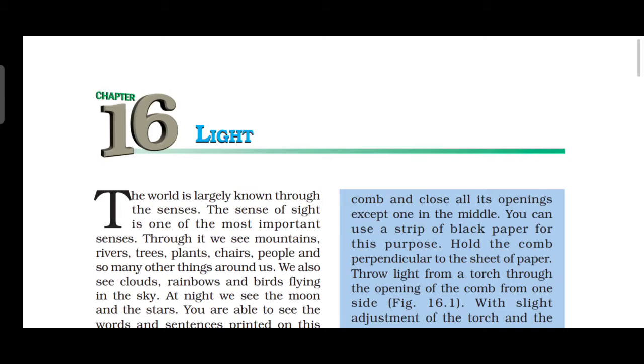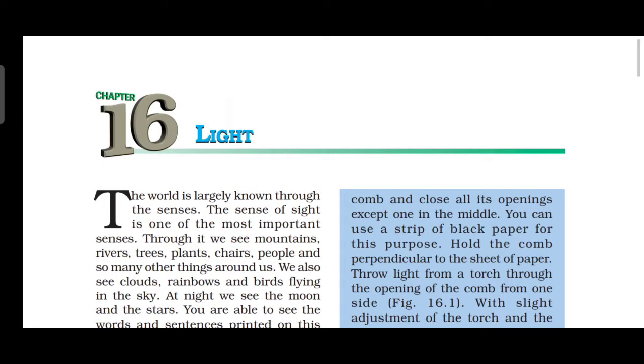In the daytime, we can see all the objects around us, right? At night also, we see the moon and stars. But if you are sitting in a dark room, is any object visible to our eyes? No. We need light for seeing these objects.